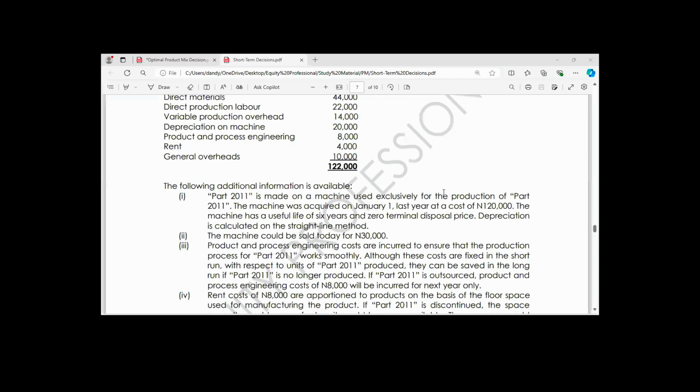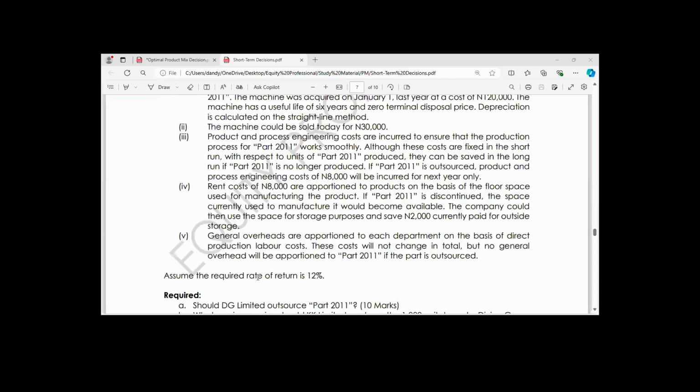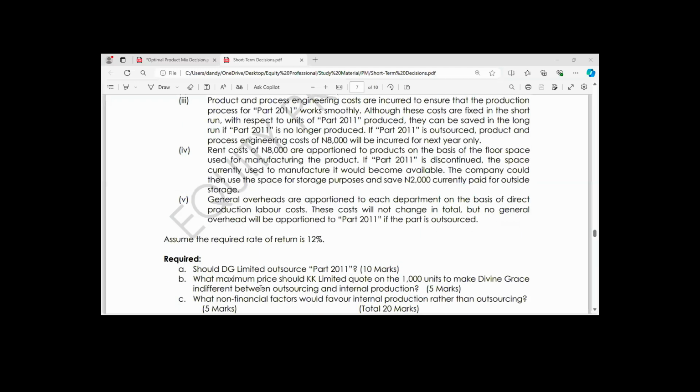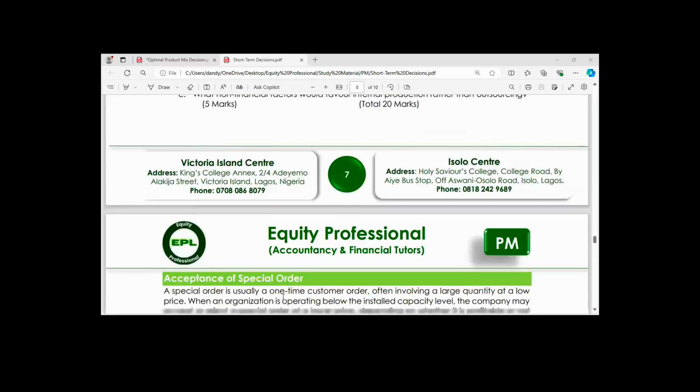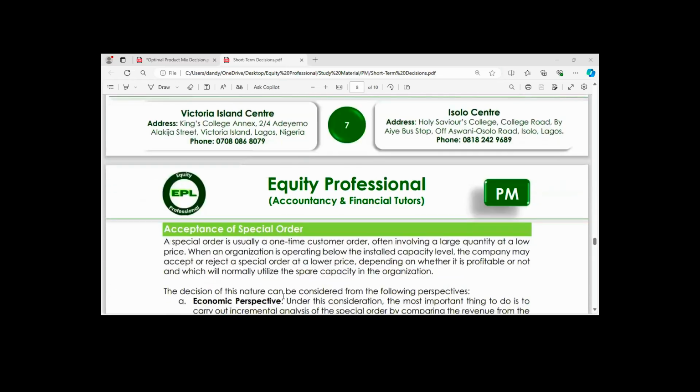So, quickly, so far under short-term decision, we have talked about deleting of segments. Last week, we completed the make or buy decisions. So today, we are going to have acceptance or rejection of a special order. So quickly, let's look at that together within the next 1 hour or thereabouts.